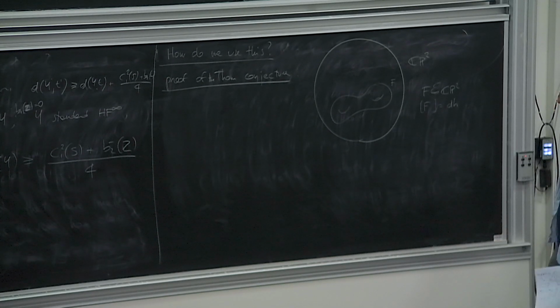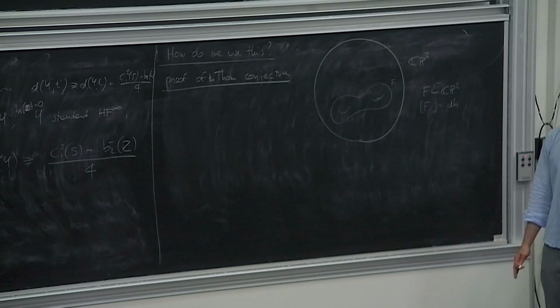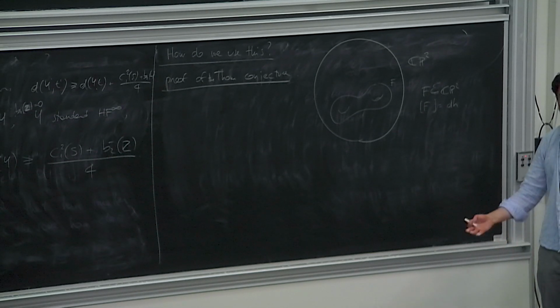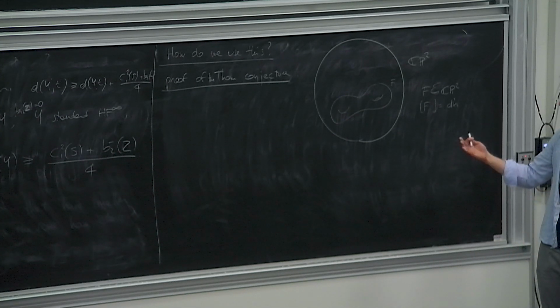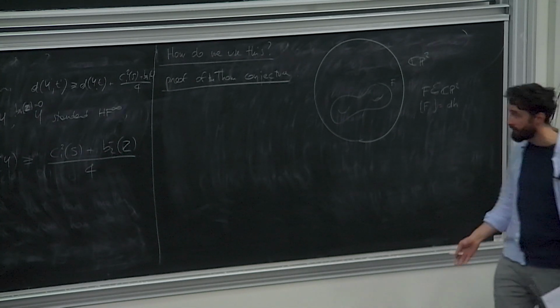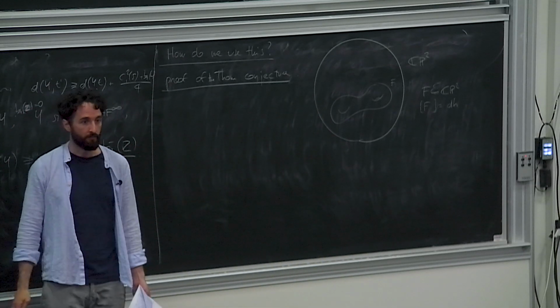And you want to produce a four-manifold with boundary out of this. You want to produce, ideally, a four-manifold whose boundary you understand sufficiently well, and that ideally satisfies these properties.